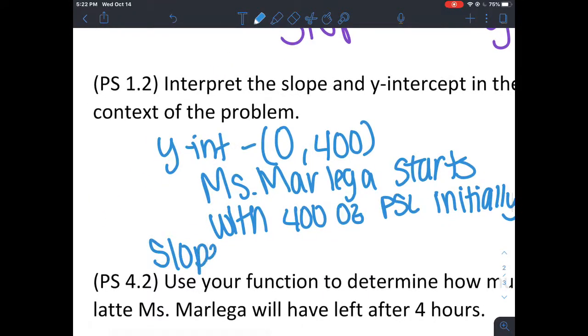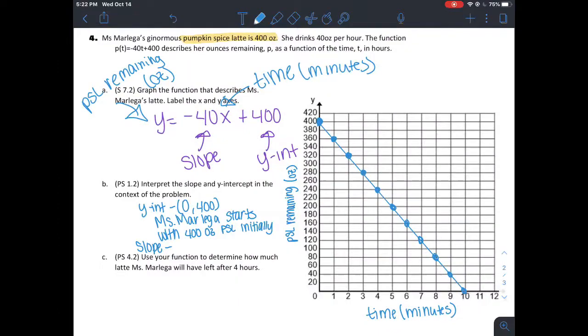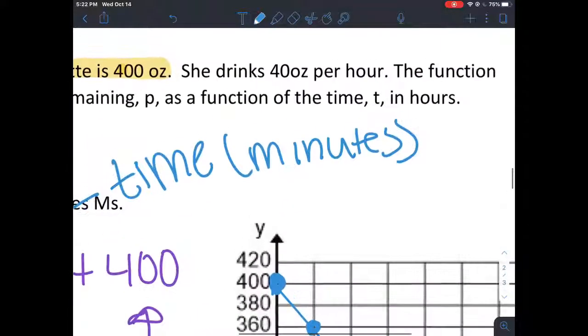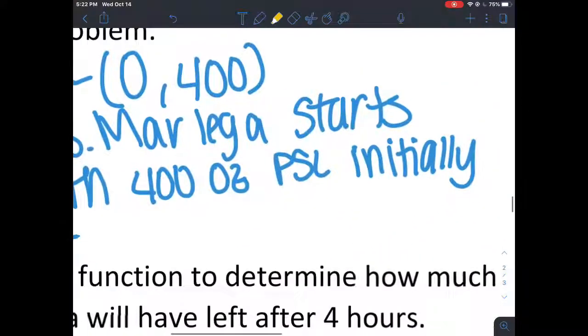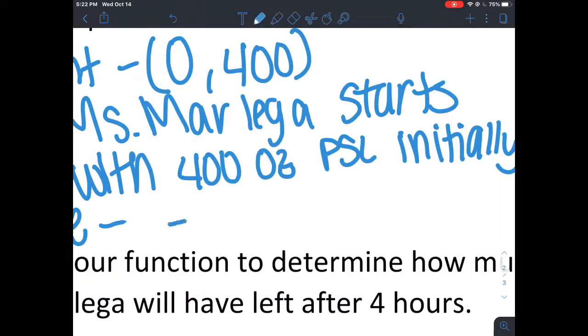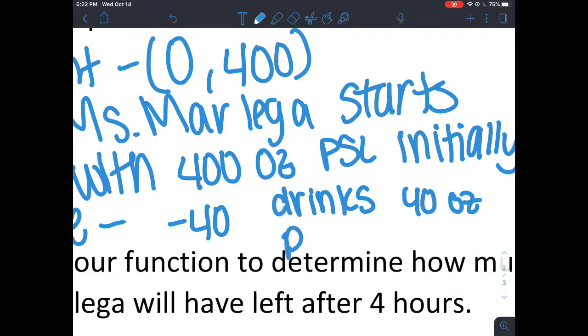And then her slope is going to be what? -40. So that's what she drinks per hour. So the slope is -40 because she's drinking 40 ounces per hour.